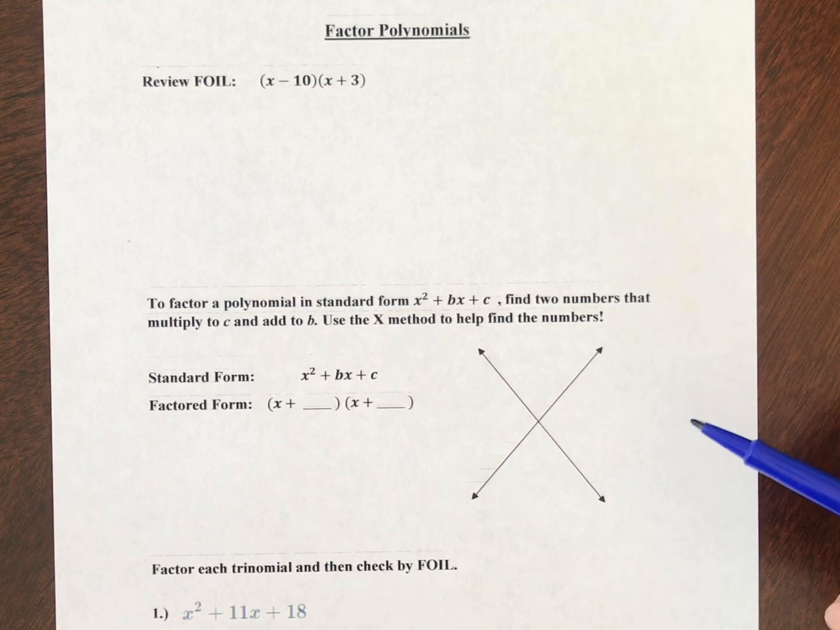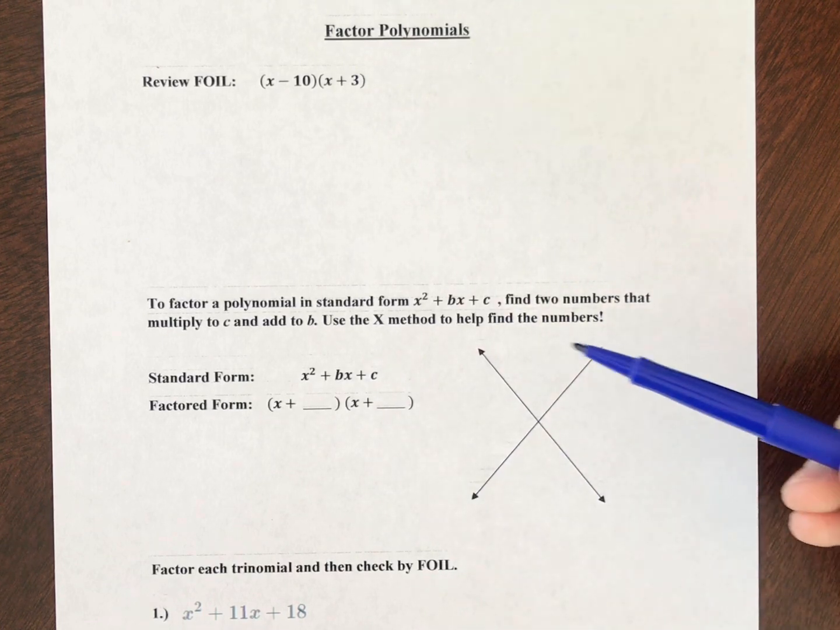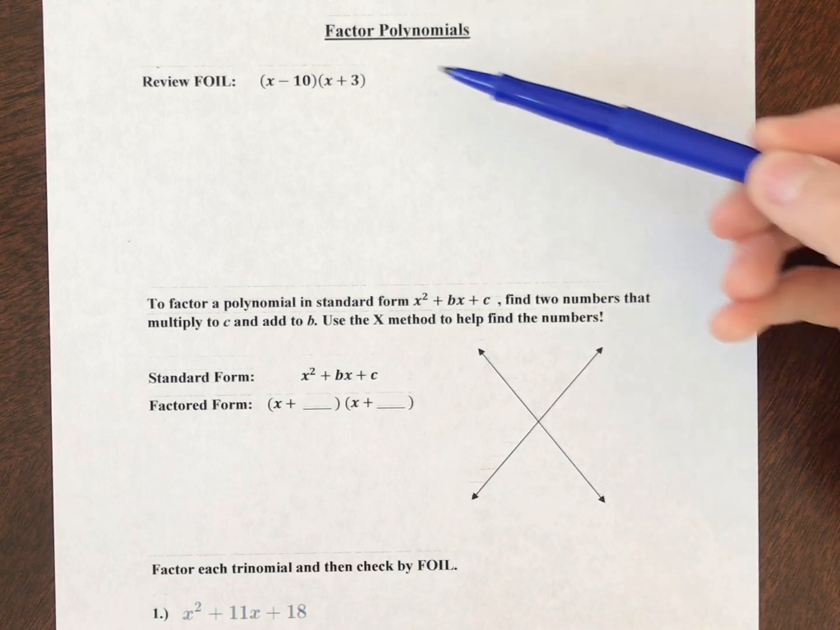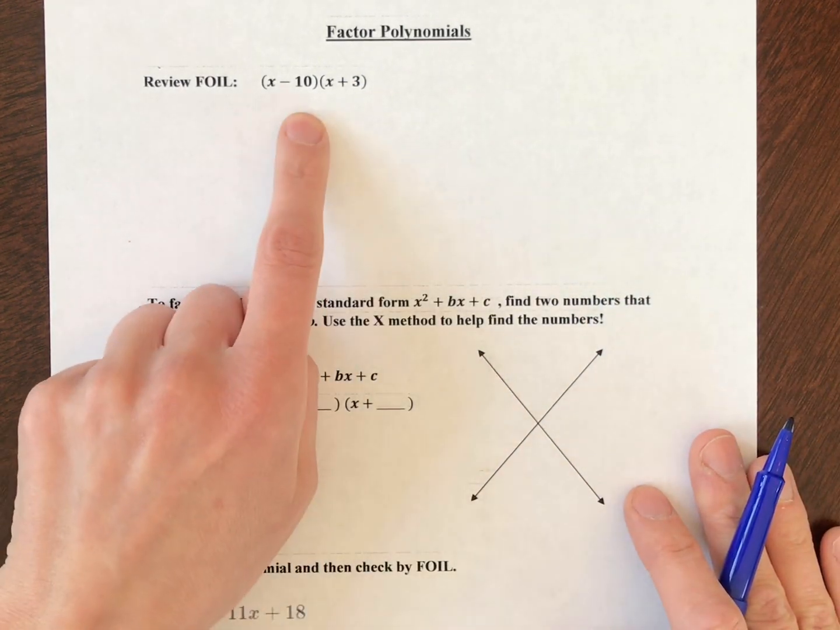You're going to see that we're also going to bring in that x game or that x method that we used in the beginning of the week, because we do have to think about finding numbers that multiply to one of the given numbers and add to another. But to explain factoring, I want to review a FOIL problem. This is a problem you did last week.